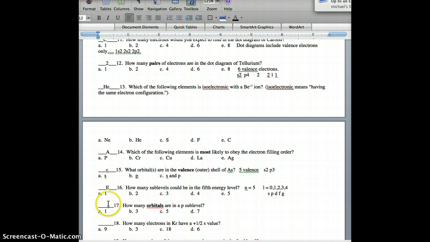Orbitals in a p sublevel, I think by now we probably know that one. That would be B. There are 3 orbitals in a p sublevel. The s sublevel has 1 orbital. The d sublevel has 5 orbitals.